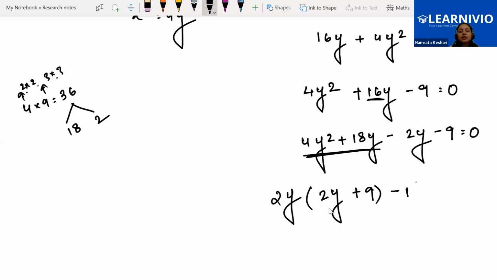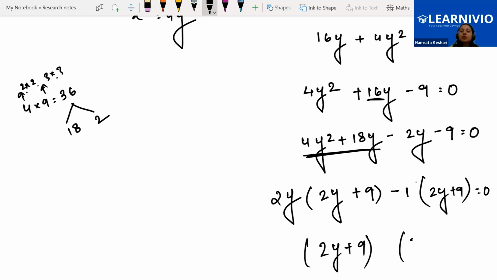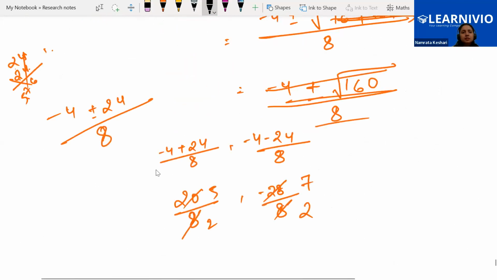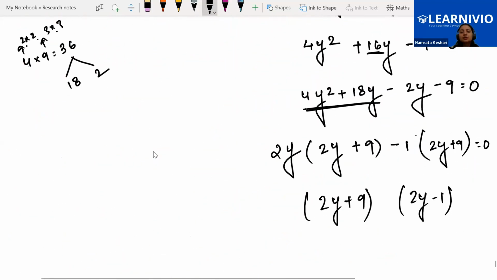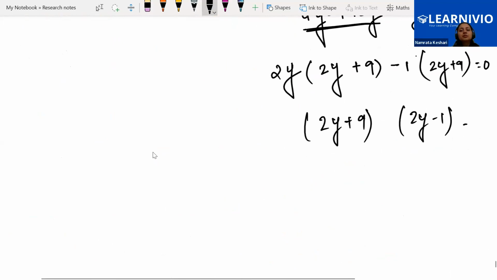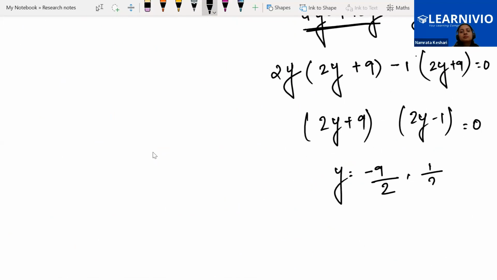Minus 1 is common, right? Yes, ma'am. Then again we'll be having 2y plus 9. So we got 2y plus 9 and we got 2y minus 1. Yeah, I can see you have also got the same. Like this only you have done, Murtaza? No, I did the quadratic formula method first.